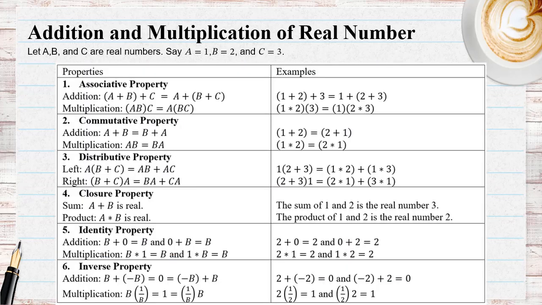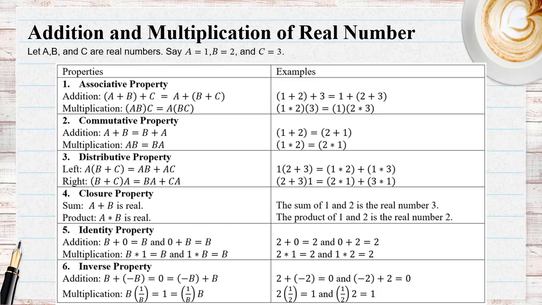Addition and multiplication properties of real numbers. Here, we let A, B, and C be real numbers. Number 1, associative property. For addition, we have the quantity A plus B, plus C, is equal to A plus the quantity B plus C. For multiplication, we have the quantity A times B, times C, equals A times the quantity B times C.